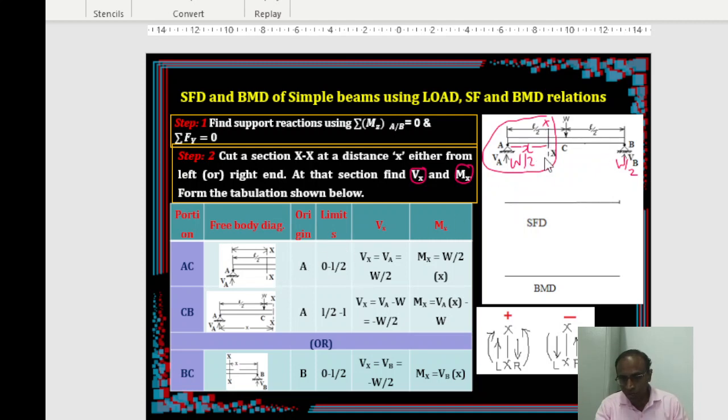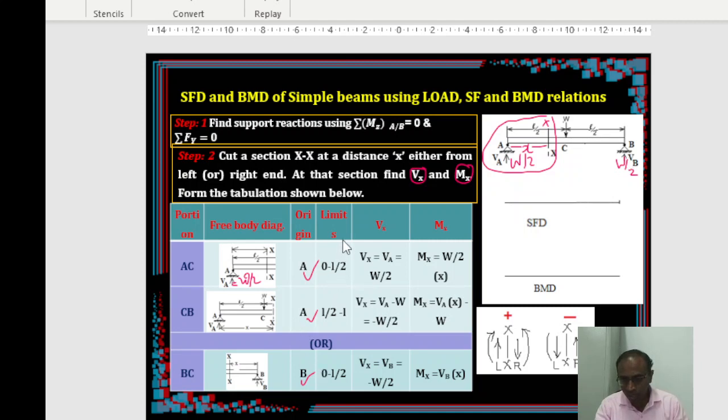Accordingly, the free body diagram should be taken. So for the AC portion, the free body diagram looks like this. You have a reaction here, VA, which is equal to W by 2. That is the reaction you got. Then you have the section here. So this is x distance. Now, always remember, the origin is going to be either the left end or the right end, not in between. Origin should always be either the left end joint or the right end joint.